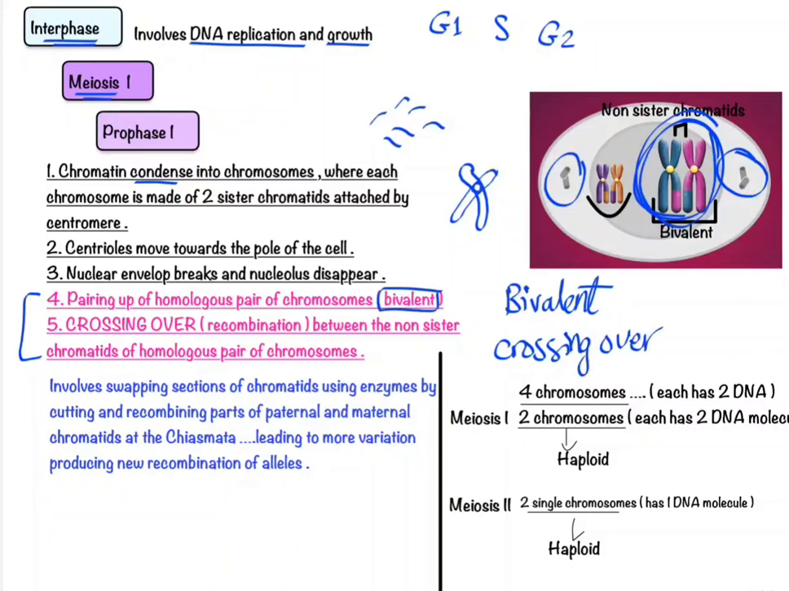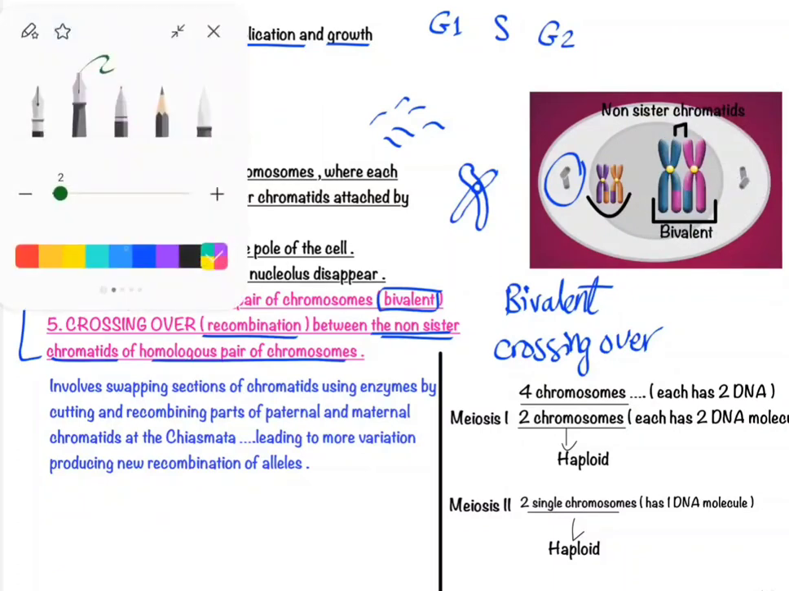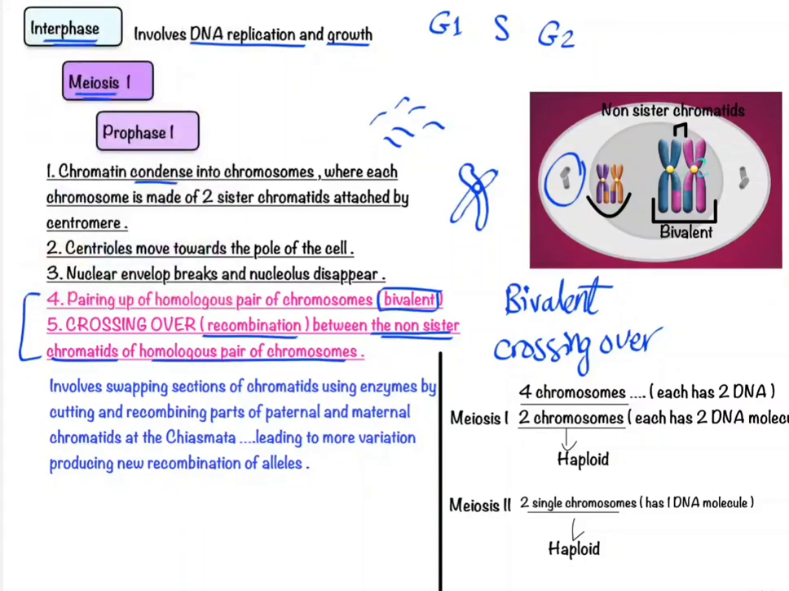Crossing over, which is also called recombination, happens between the two non-sister chromatids of homologous pairs of chromosomes. Like this one, or let me change the color. This one and that one. Do you understand? Do you get what I mean? It's actually like this is a blue one, this is pink, so they're non-sister. That's what I mean. Okay? So crossing over of the two non-sister chromatids of the homologous pair of chromosomes.